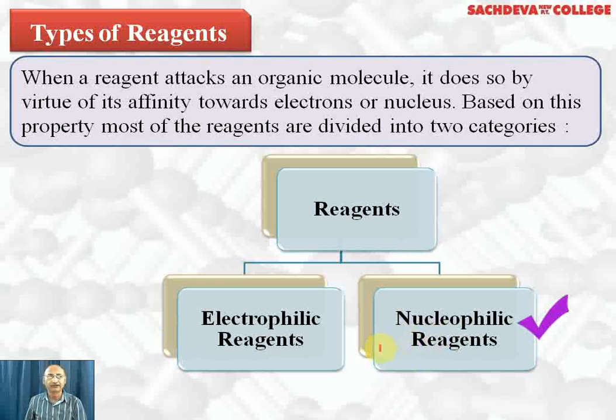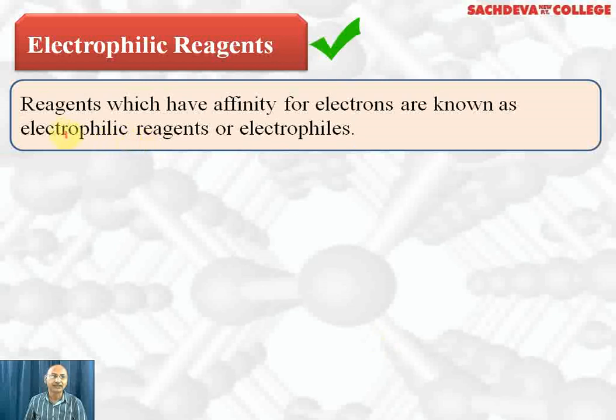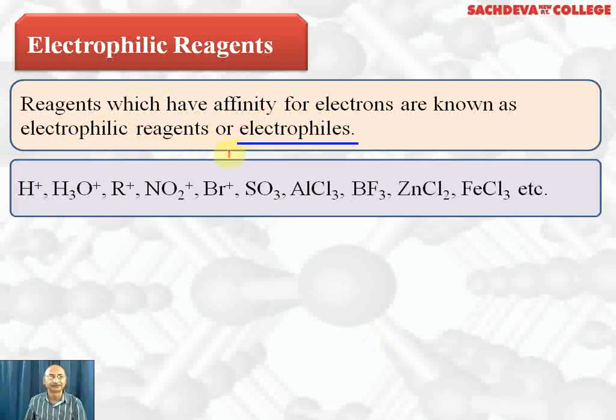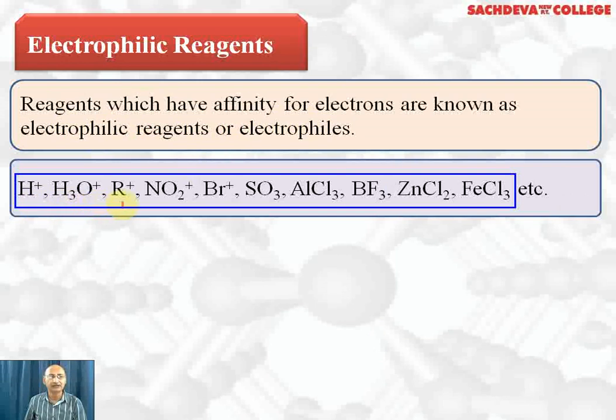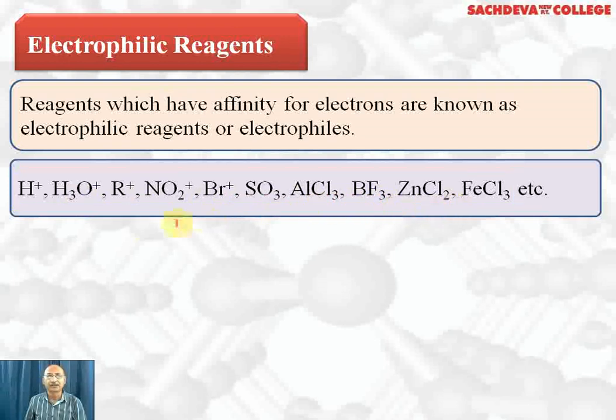First we are taking electrophilic reagents. Those reagents which have affinity for electrons or love for electrons are known as electrophilic reagents or electrophiles. Examples are H+ ion, hydronium ion, R+ ion, nitronium ion NO2+, bromine positive ion, SO3 sulfur trioxide, AlCl3, BF3, ZnCl2, FeCl3. All of them are electrophiles because they are either positively charged or they are electron deficient.